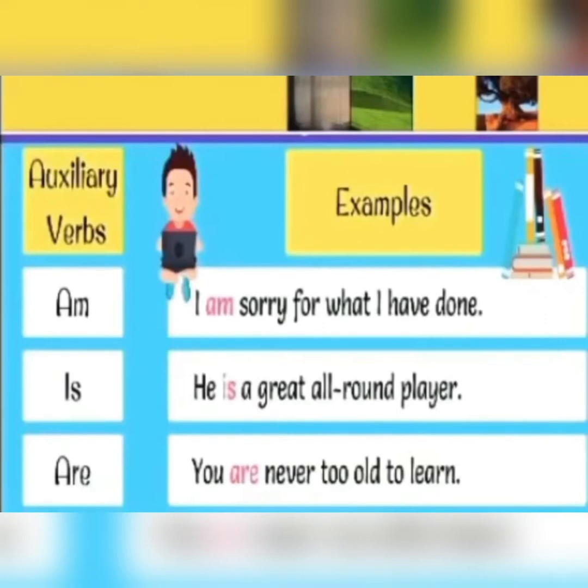Am. I am sorry for what I have done. I am. Is. He is a great all-round player. He is. Are. You are never too old to learn. You are. So, with subjects like I, we use am. With he, we use is. And with you, we use are. I hope you all must have understood this.